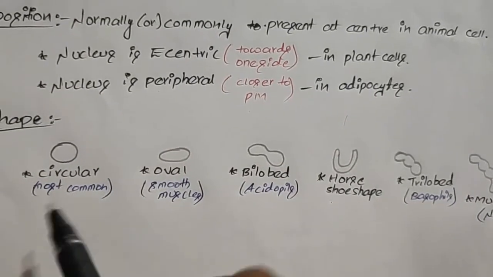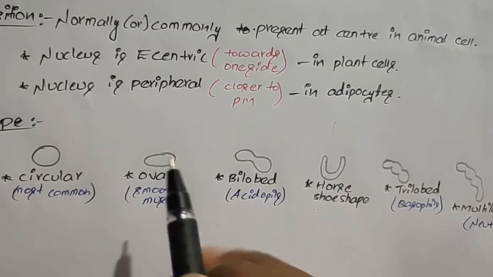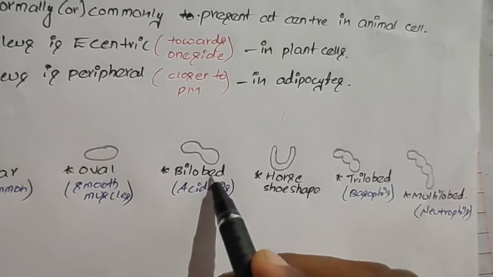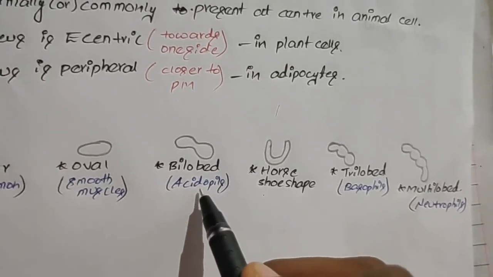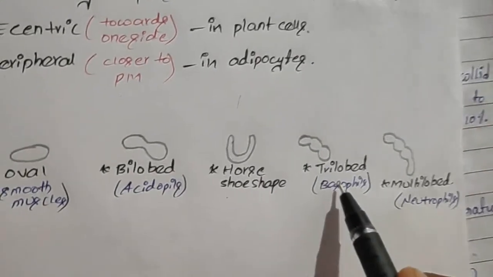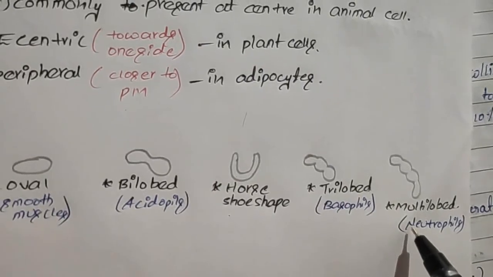This nucleus may be of different shapes. Commonly, this nucleus is circular in shape, but it may also be oval in smooth muscles, bilobed in acidophils, horseshoe-shaped, trilobed in the case of basophils, and multilobed in the case of neutrophils.